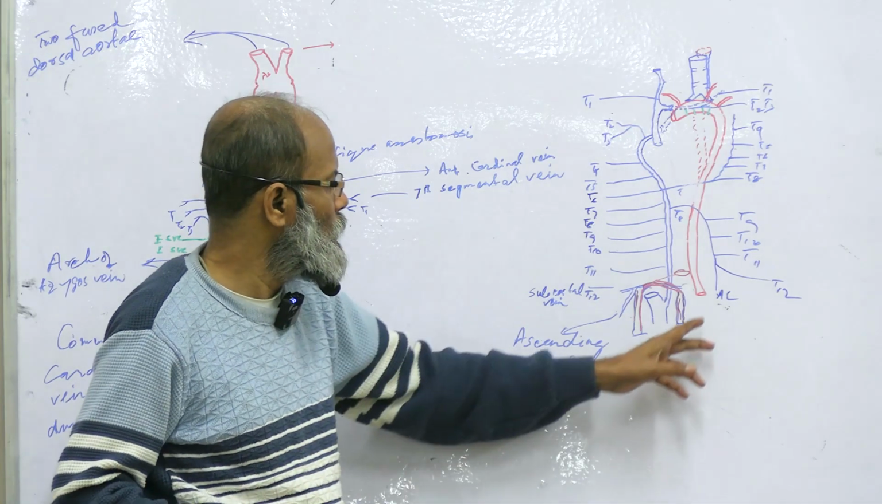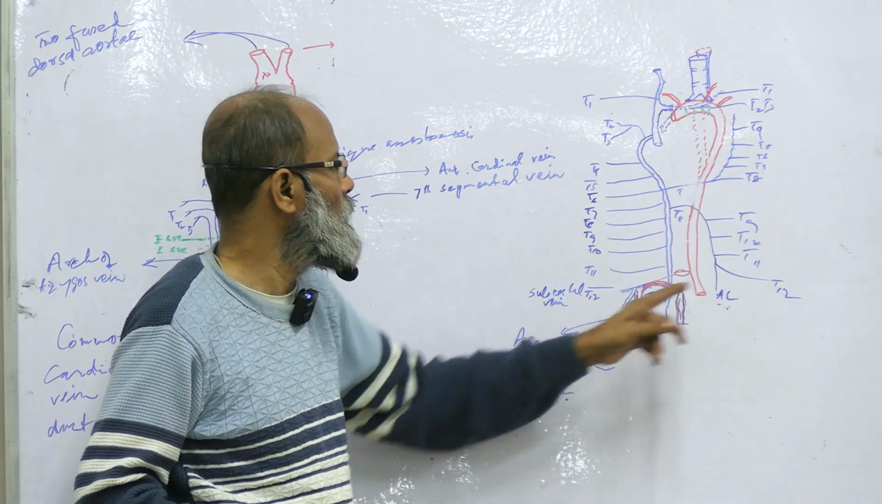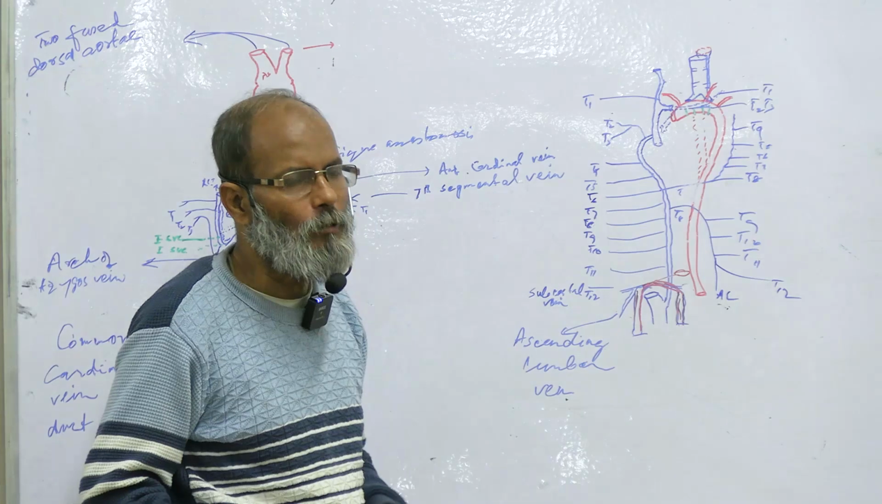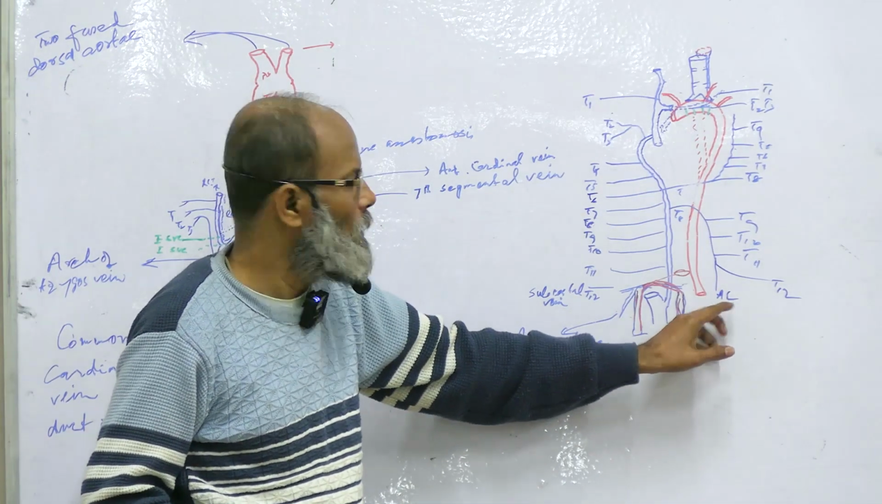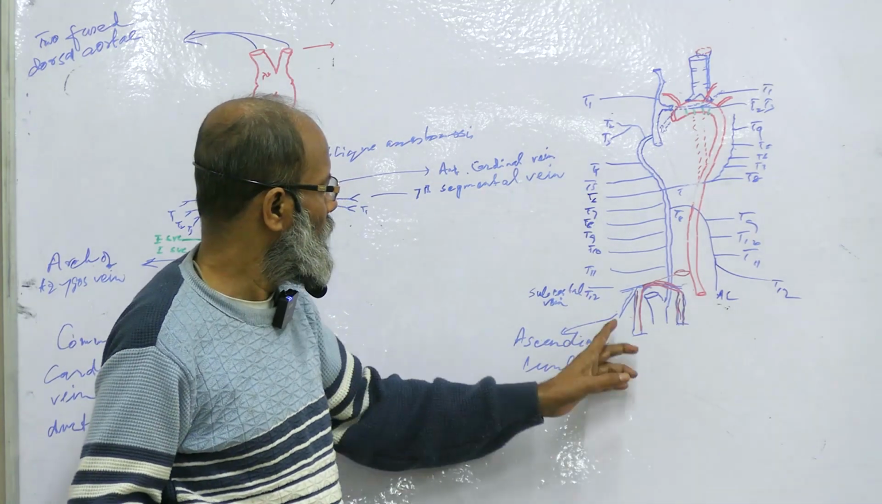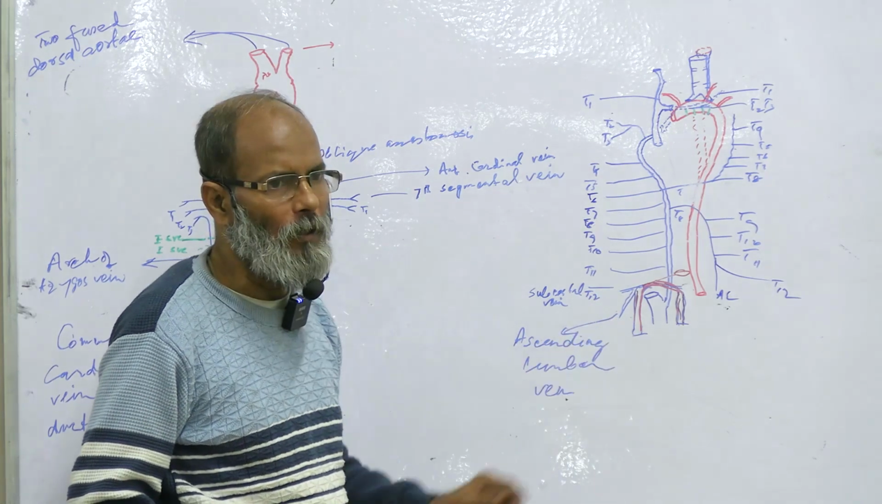Now you see there is T12. This is the T12 vein, and along with it there is another vein that is called the ascending lumbar vein. This one is the ascending lumbar vein. This is the T12 or the subcostal vein. All right. Similarly, this one is the subcostal vein. This is the ascending lumbar vein.